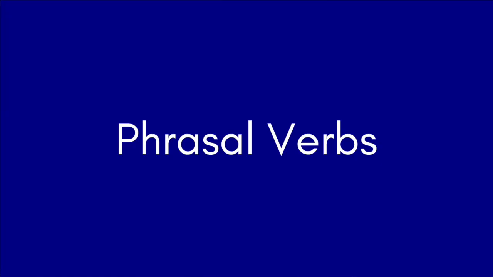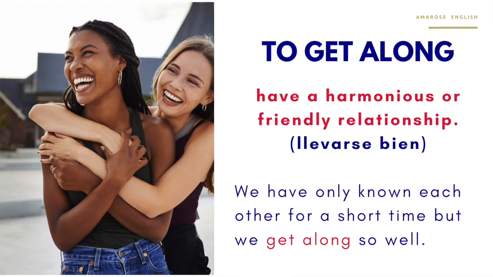But now we are going to move on to our phrasal verbs. So let's start. The first phrasal verb we have is to get along. To get along means to have a harmonious or friendly relationship. So the equivalente sería llevarse bien con alguien. We've only known each other for a short time, but we get along so well.